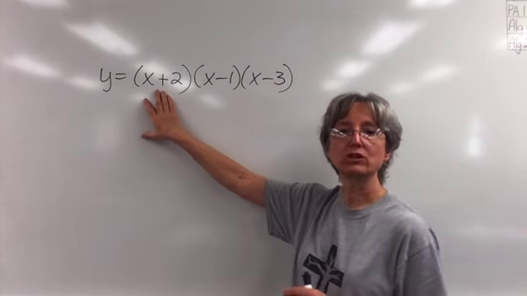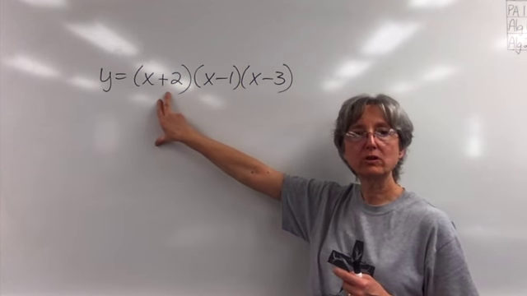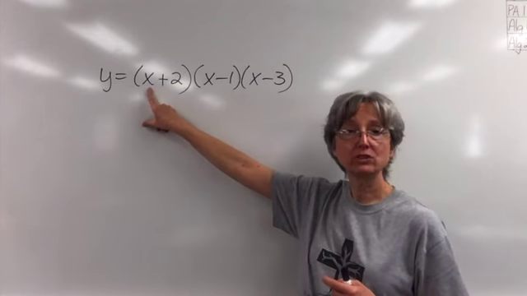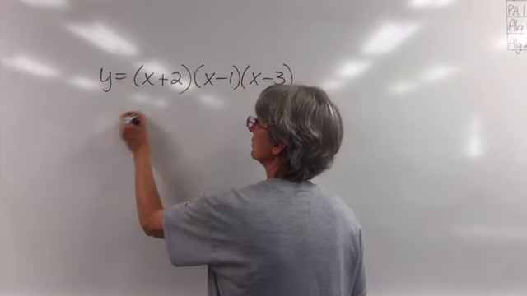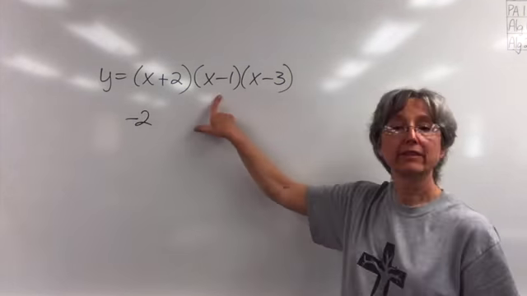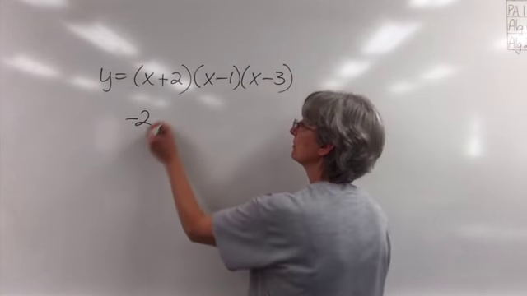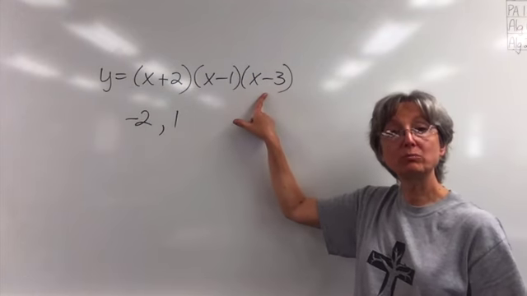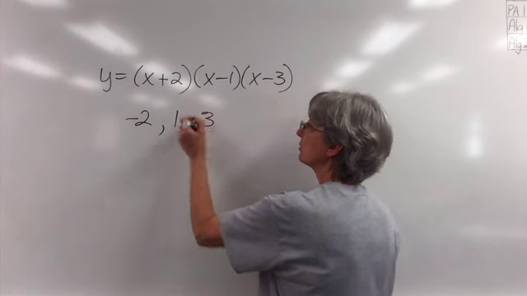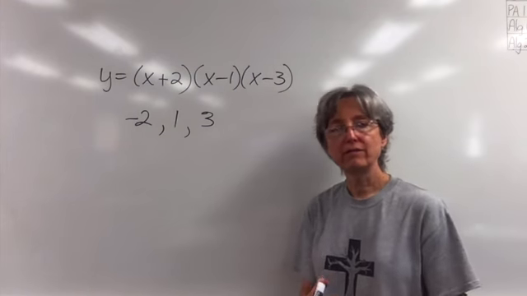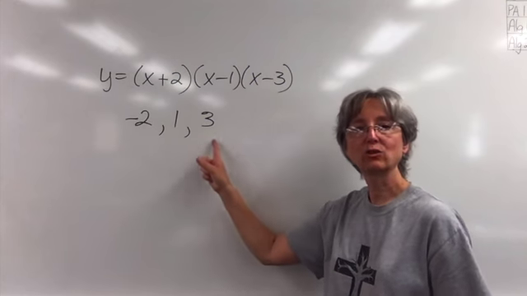So look at these terms one at a time, or these binomials. What would make this binomial 0? It would be negative 2, because negative 2 plus 2 is 0. So your first 0 is negative 2. This 0 would be positive 1, because 1 minus 1 would be 0. And this 0 would be positive 3, because 3 minus 3 would be 0. So our three zeros of this polynomial are negative 2, 1, and 3.